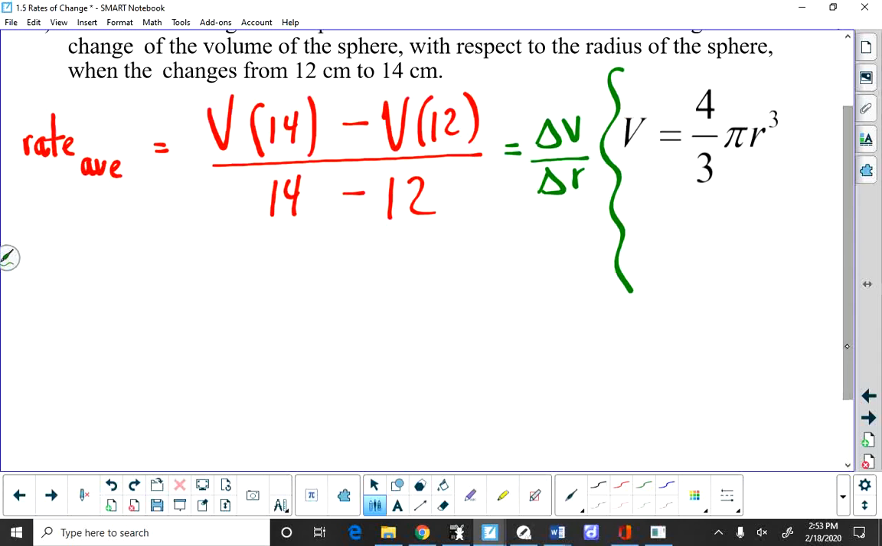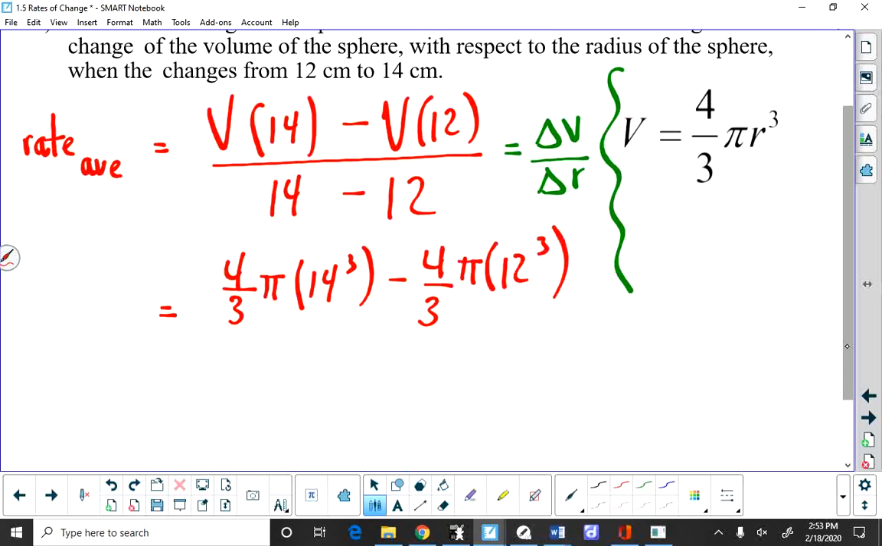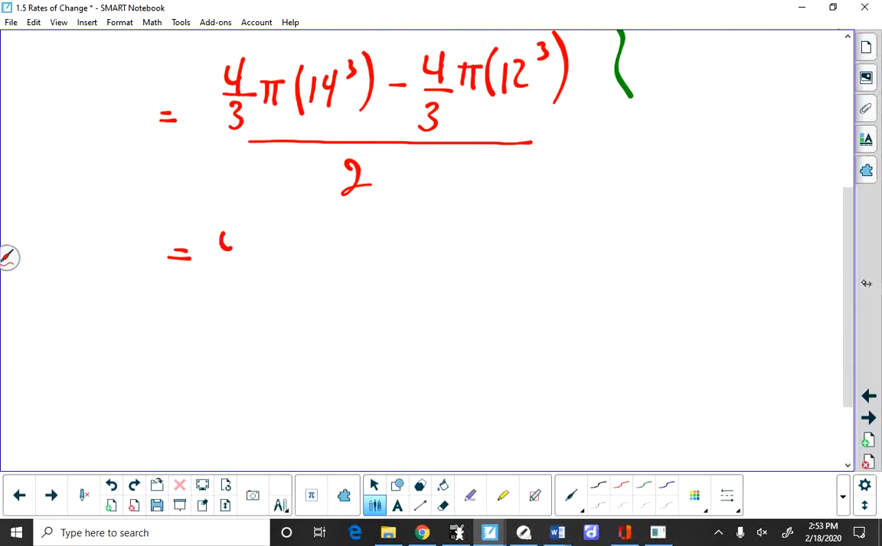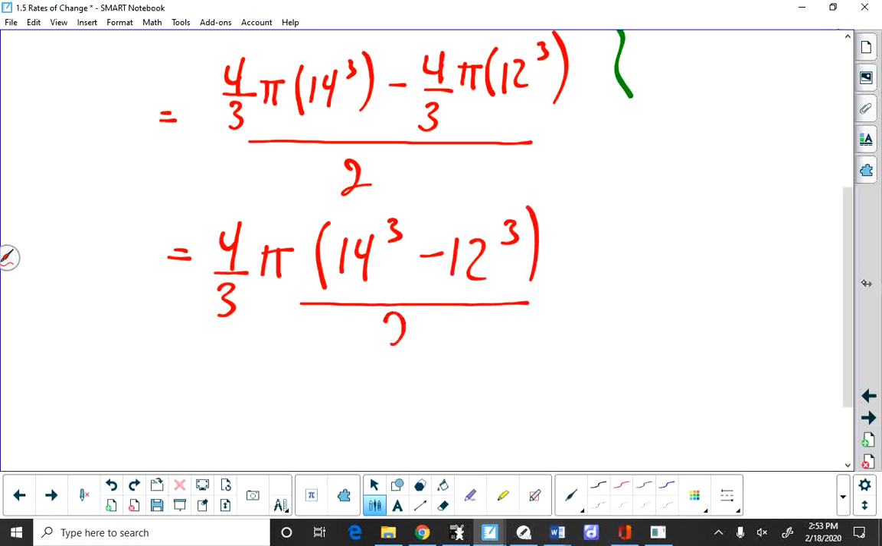Which would give us 4/3 pi times 14 cubed minus 4/3 pi times 12 cubed over 2. Now, we want an exact value. We don't want a bunch of decimals, which means we should write this as 4/3 pi times 14 cubed minus 12 cubed over 2.